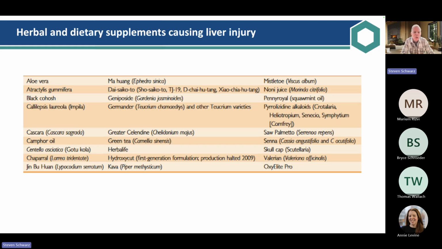I caution you, when you have a child who comes in and has elevations in their transaminases, that one must not assume that it's a prescription drug or a virus or something else. But I put this list up for your edification. These are all of the herbal and dietary supplements known to cause liver injury. And they can be as common as aloe vera. Everybody takes aloe vera for something.